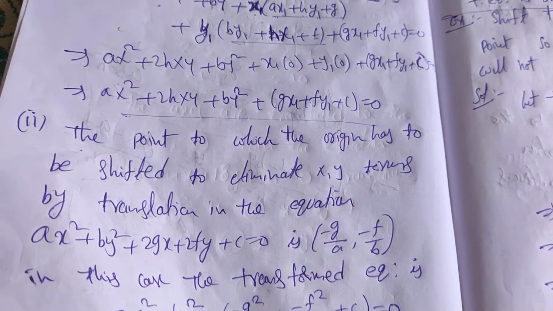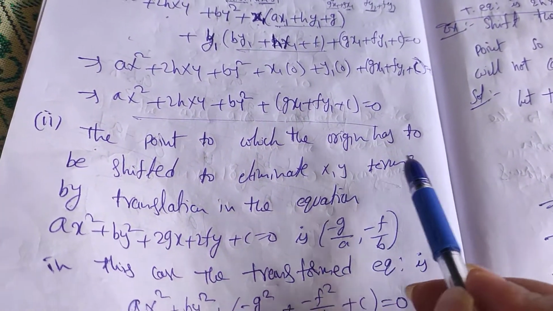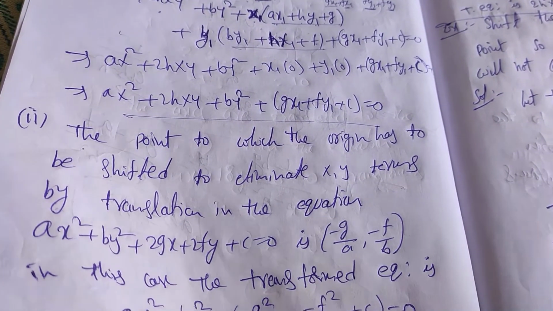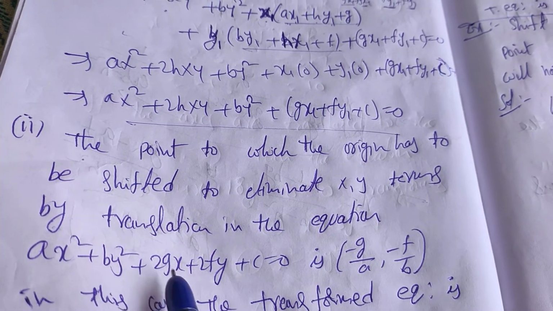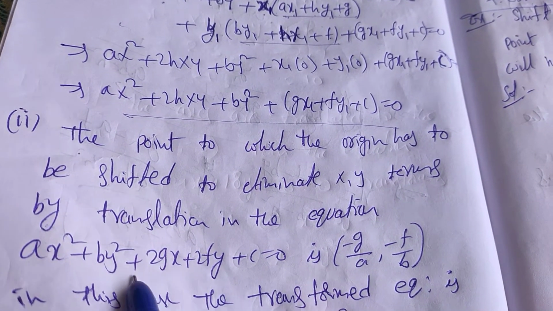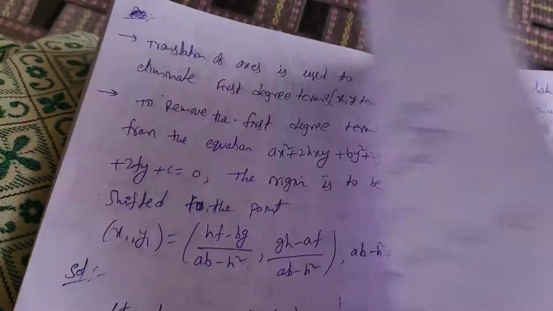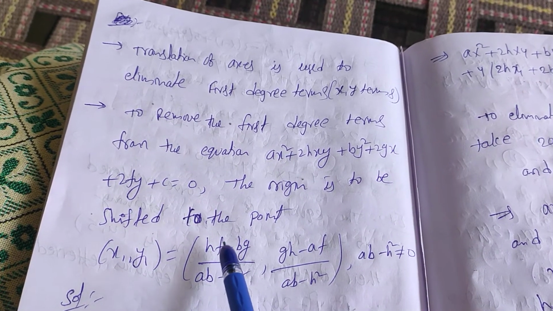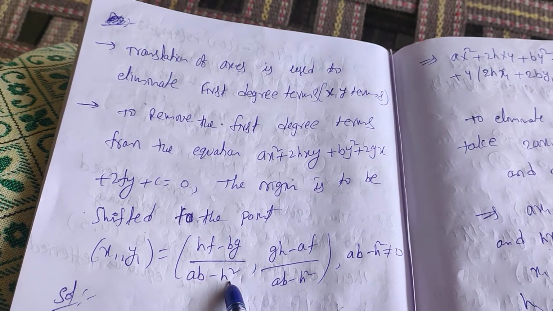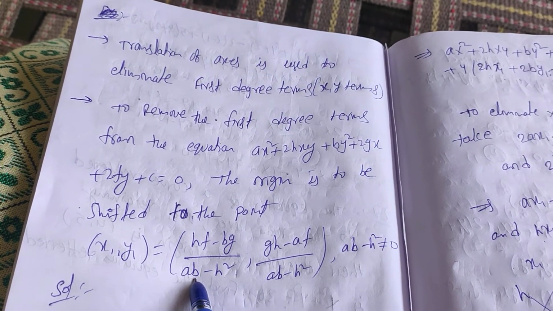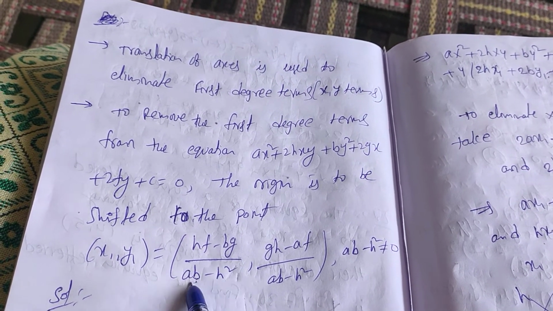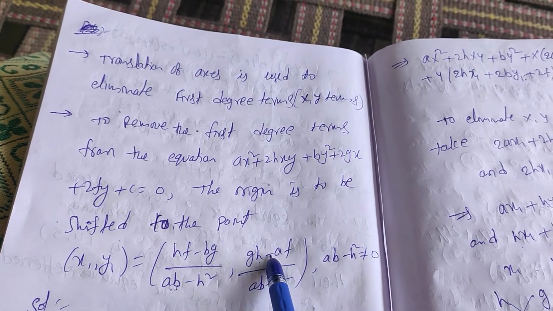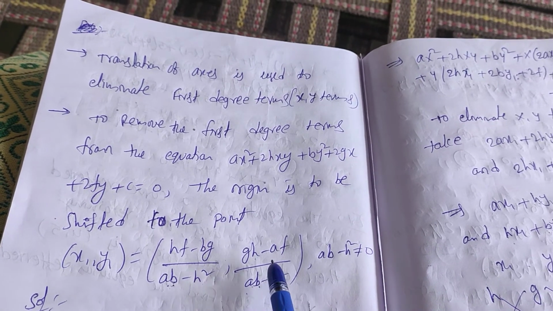Okay, next, some applications. The point to which the origin has to be shifted to eliminate x, y terms by translation in the equation ax² + by² + 2gx + 2fy + c = 0. Here there is no 2hxy term. If the xy term is not there in this equation, then h = 0. If you take h = 0, this is 0. So −bg/(ab − h²) becomes −bg/ab, where b cancels, so we have −g/a. And this term also cancels, since gh = 0 and h² = 0, so we have −af/ab. The a cancels, and we have −f/b.